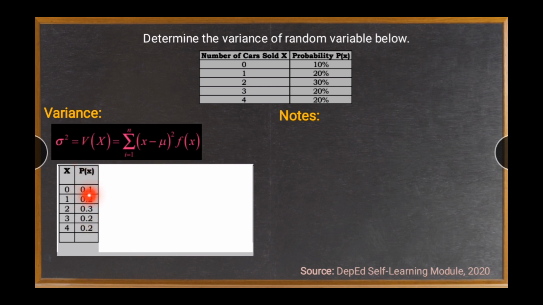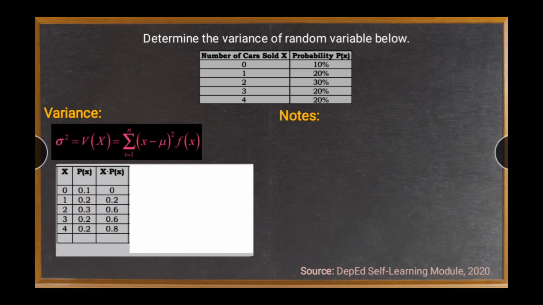After this, for your third column, you just need to multiply the random variable and the probability function. For instance, 0 times 0.1 is equal to 0. 1 times 0.2 is 0.2.